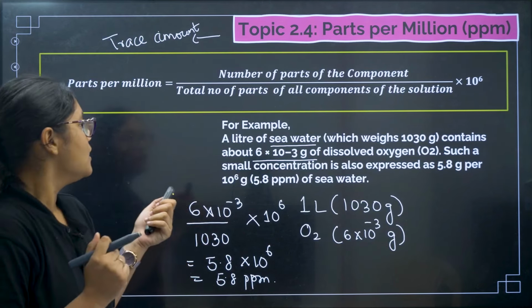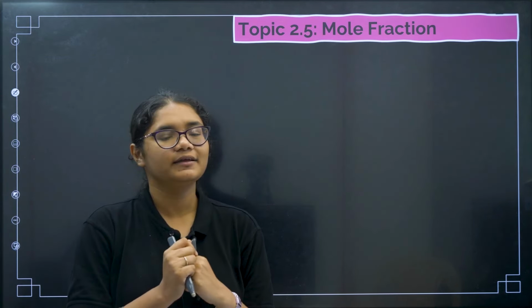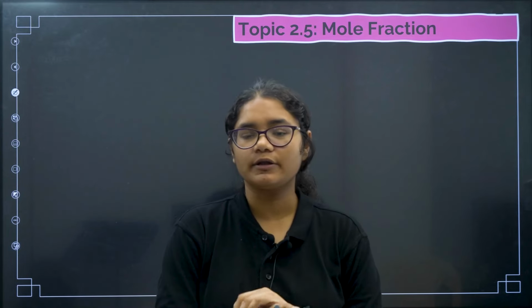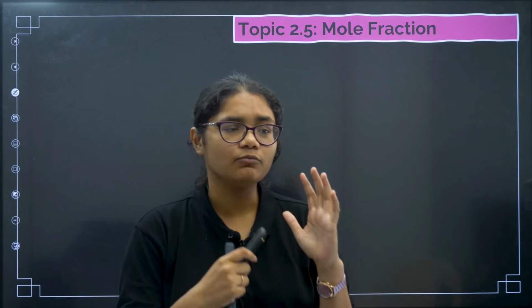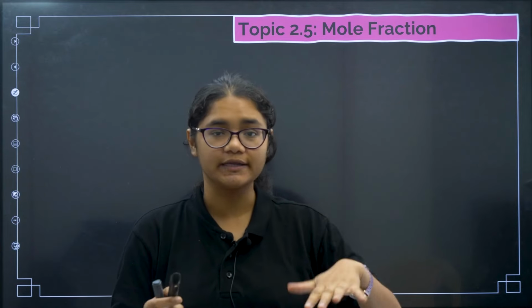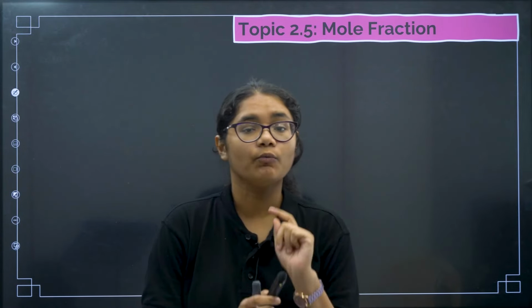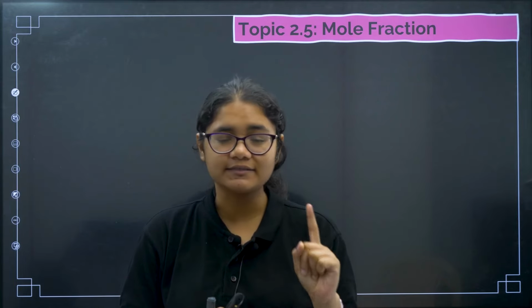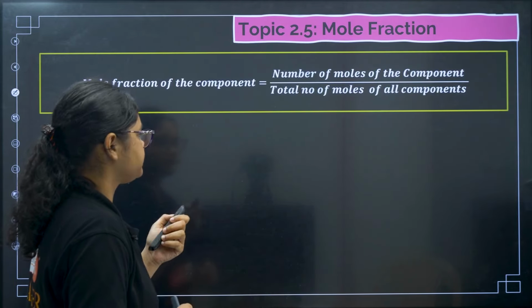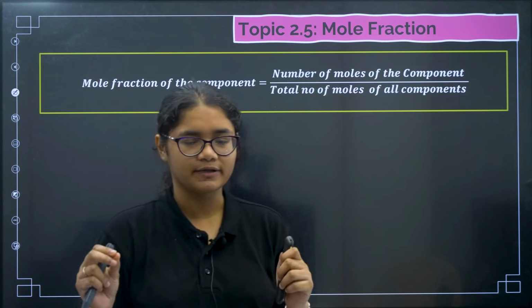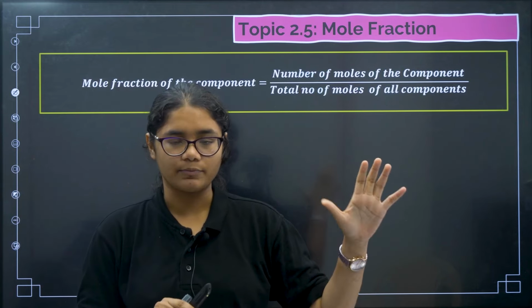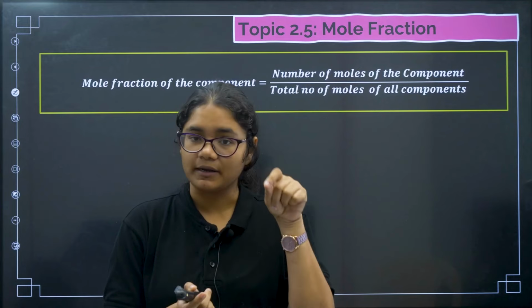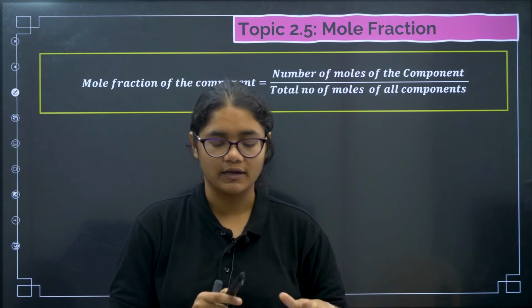Okay, the next concentration term here is mole fraction. Mole fraction is going to be a very, very important topic here, because most of the numericals and most of the colligative properties that we are going to study will be on the basis of mole fraction. So how to calculate mole fraction is very, very important. It is a very easy concept: the number of moles of the particular component divided by the total number of moles of all components.